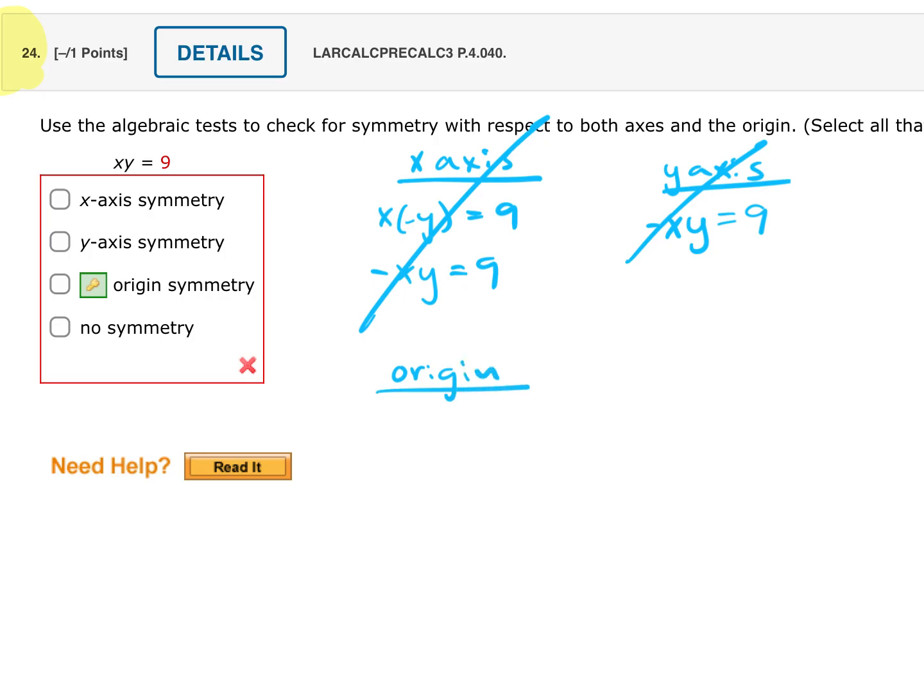Next, let's test for origin. Origin, we're going to plug a negative into the x and the y. So negative x times negative y is equal to 9. Well, negative times a negative makes positive, so x times y is equal to 9. Is this the same as the original? Yeah, so we have symmetry on the origin.